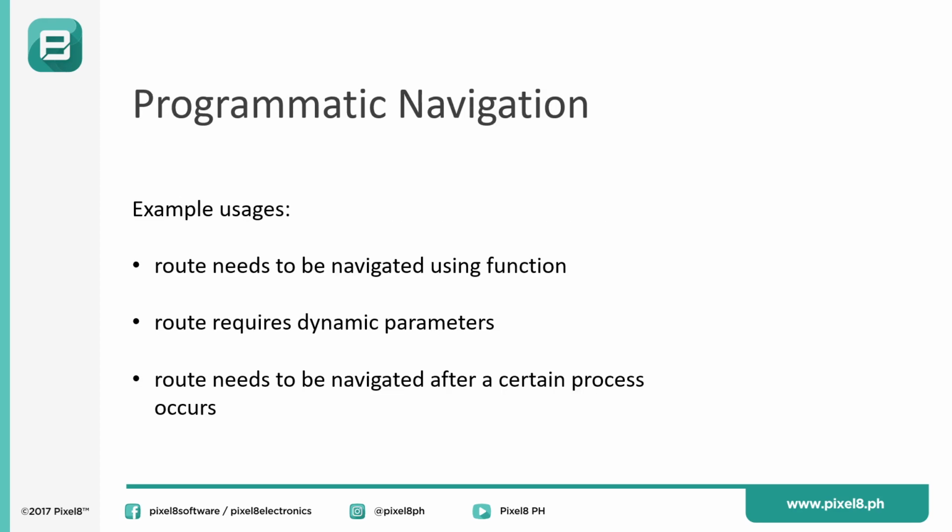There are also cases where we cannot change components based on user interaction. Rather, we have instances where we cannot change components using an event from the user. One use case would be that we need to change our path using a function, or rather a method, or we need some dynamic parameters, or maybe a specific route needs to be navigated after a certain process occurs. For those use cases, we have programmatic navigation.